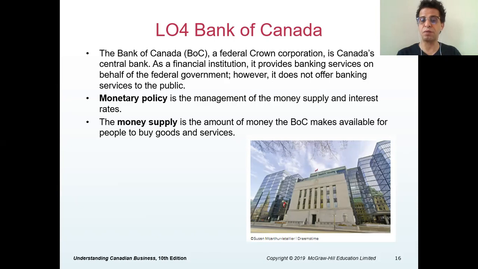They manage the monetary policy, which is the management of the money supply and interest rates, to manage the booming and the recession of the country with the amount of money supply and interest rate. The money supply is the amount of money that the Bank of Canada makes available for people and for banks to buy goods and services, to trade goods and services, in other words.